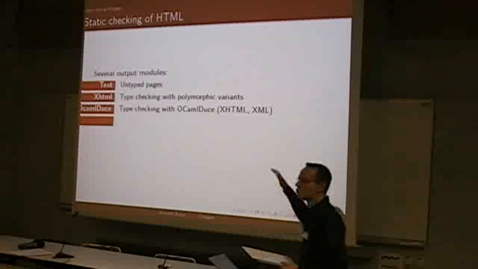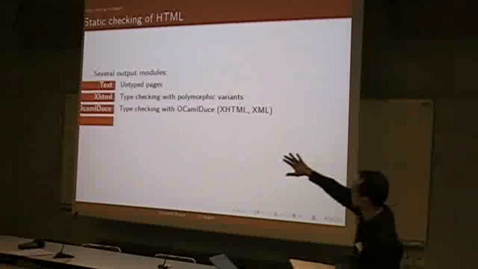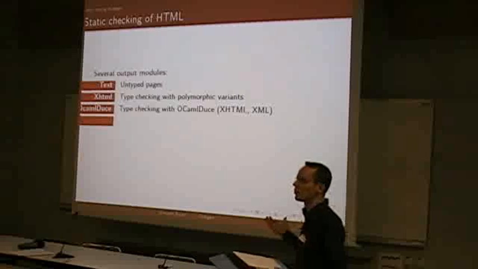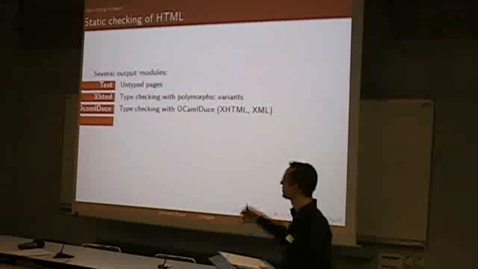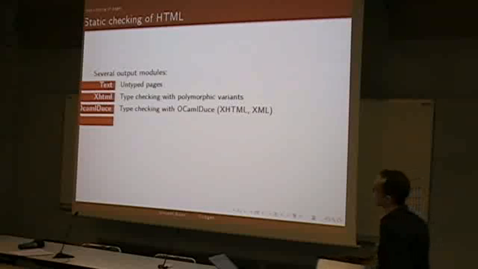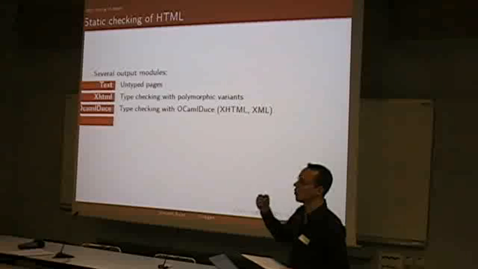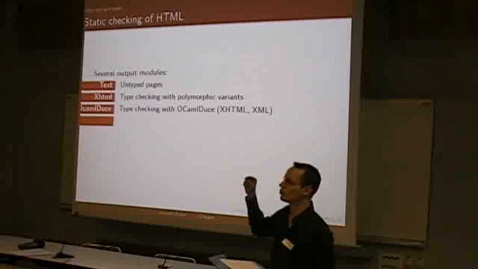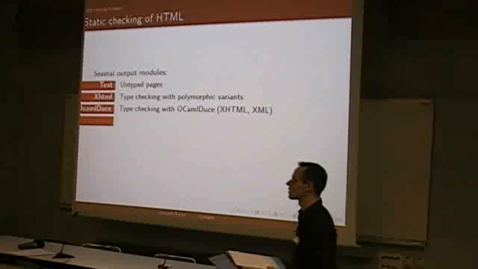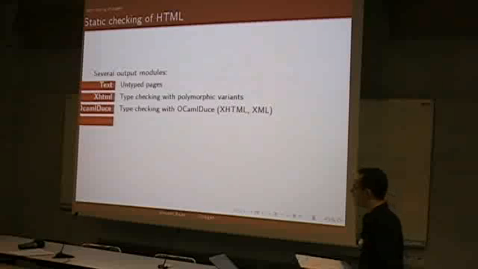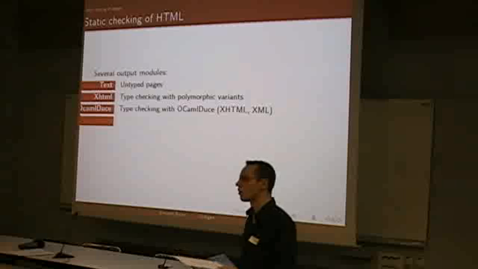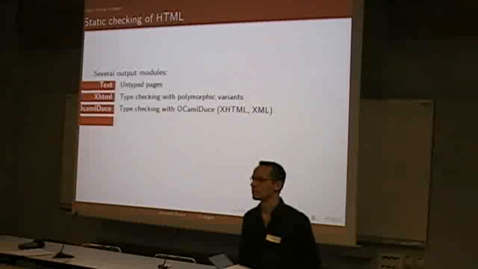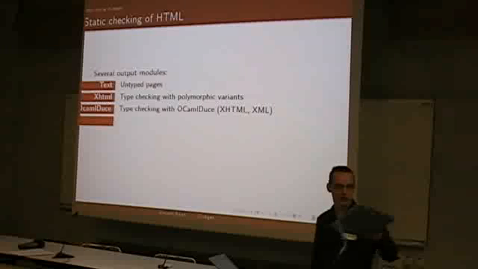Actually, Eliom is written in a modular way. You can choose the output module you want. There is a text output for when you just want to generate a typed page, or if you don't want to generate HTML but something else. We have one module called OCaml HTML to type check XHTML with OCaml polymorphic variants. We also have for this module a syntax extension that allows using the usual XML syntax to write your pages. And there is also an OCamlDuce module to use OCamlDuce to type check your pages. OCamlDuce, you will know, is an extension of OCaml that adds XML types to the language, written by Alain Frisch.